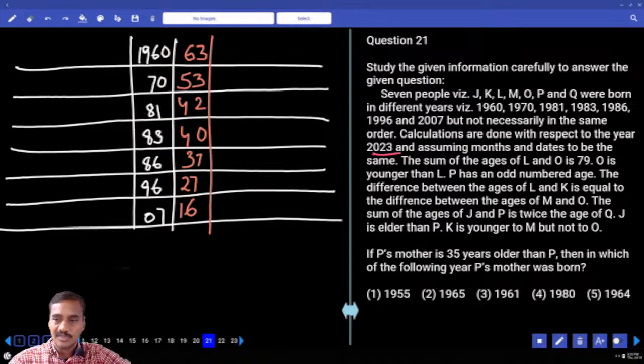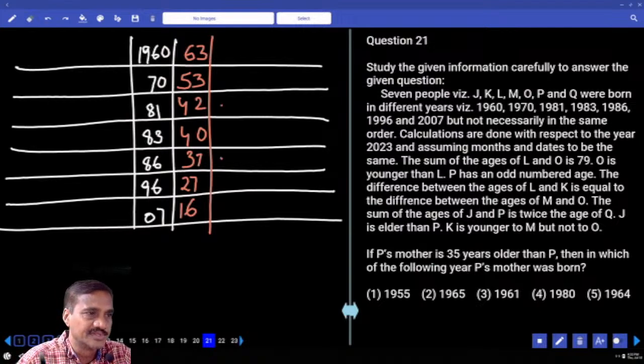The sum of the ages of L and O is 79. Sum of two numbers is 79. Now 16 plus 63 is 79, that is fine. For 27, to make 79 the other must be 52, which is not there. It must make 79. And 37, and 42 plus 37, there is another one. So how many possibilities? 2 possibilities.